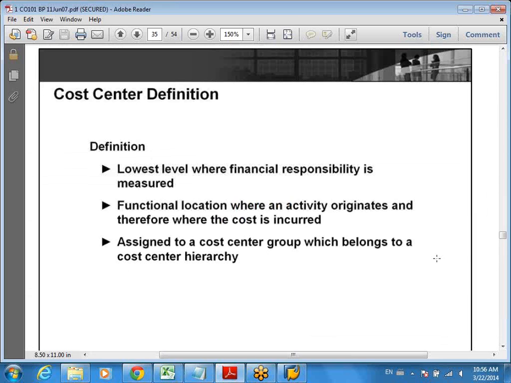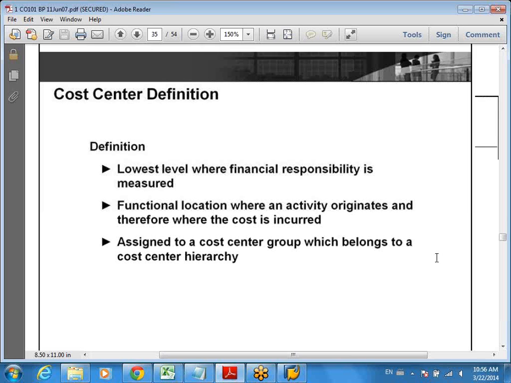Cost center definition, again, we looked at many times. The lowest level where people are taking financial responsibility, where the costs are incurred, the key term, where the costs have been incurred. Remember it, where the costs have been incurred. Assigned to a cost center group. All the cost centers can be assigned to cost center groups, and the groups go back to the top level hierarchy, the cost center hierarchies.